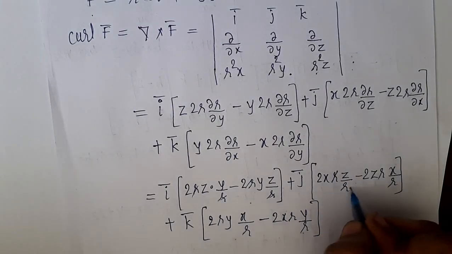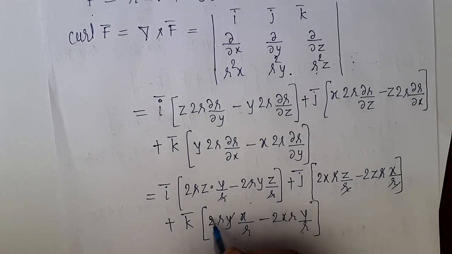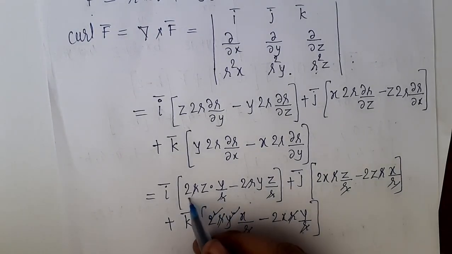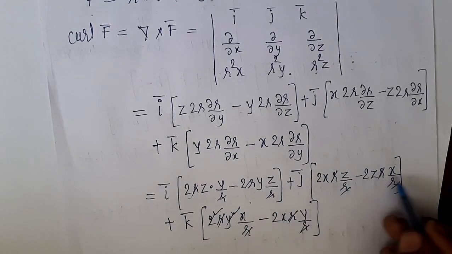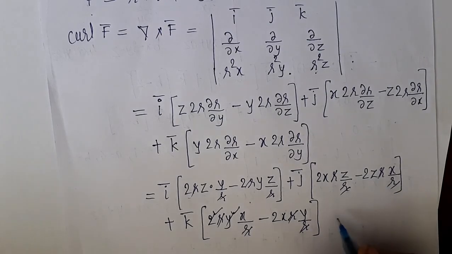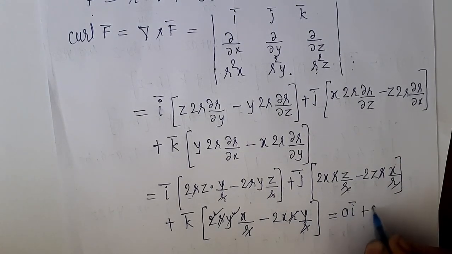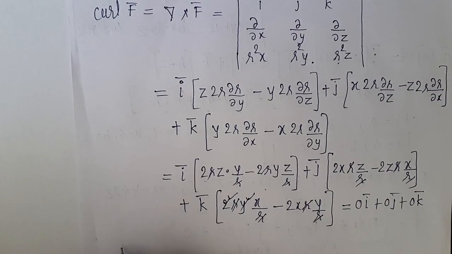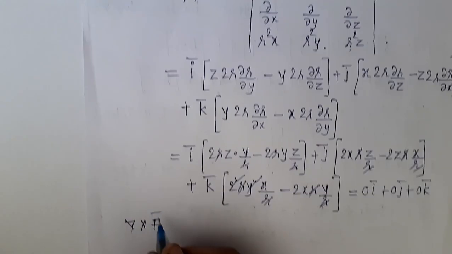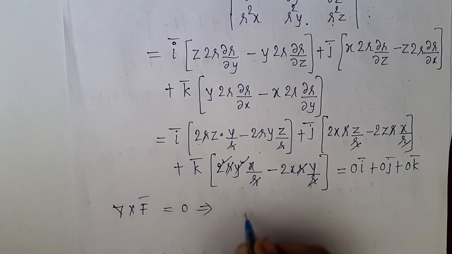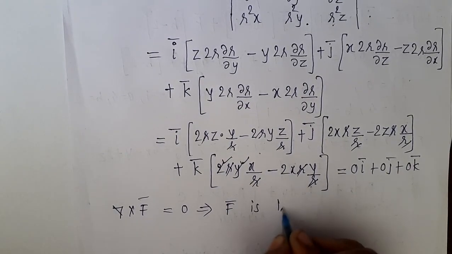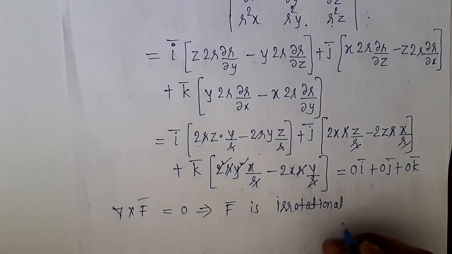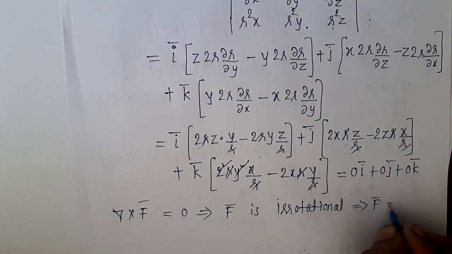So all are the same here, r gets cancelled in all brackets. Now it is 2zy and 2zy, then 2xz and 2xz, and here 2xy and 2xy. So all are the same, it is 0i plus 0j plus 0k. So what we get here, curl of f or del cross f, is equal to 0. What does it represent? F is irrotational. If it is irrotational, we can write f as the gradient of phi.